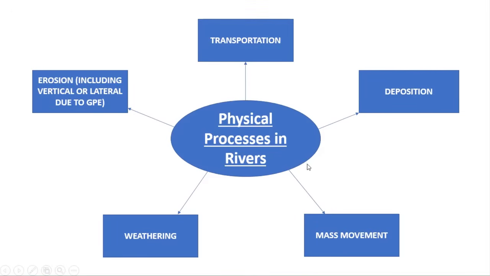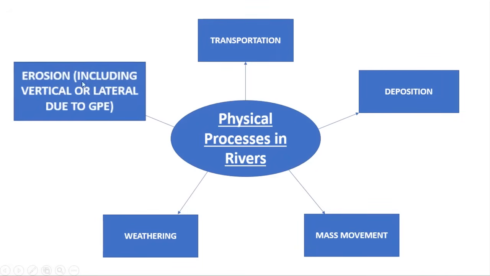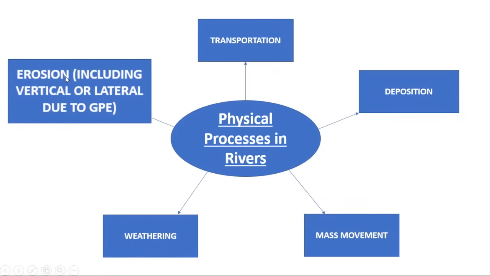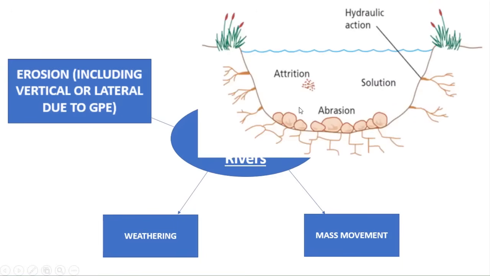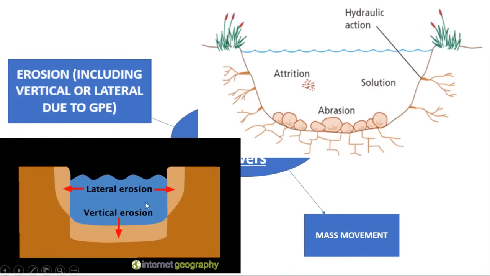So this looks fairly familiar. This looks a lot like the coast section, and deliberately we've chosen rivers to do rather than glaciation because rivers share a lot of similar processes. So for erosion, rather than looking at destructive waves, because there's no waves, it's a river, we look at vertical or lateral erosion due to gravitational potential energy, and also the same erosion processes: hydraulic action, abrasion, attrition and solution. So all the same as coasts, so I don't need to go over all that again. The vertical or lateral erosion just illustrates: vertical means downwards, lateral means side to side. Sometimes it's called horizontal erosion.